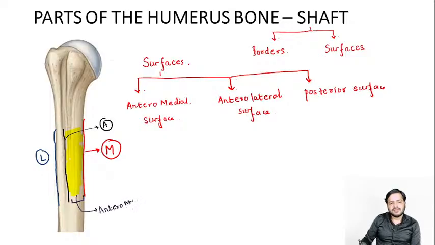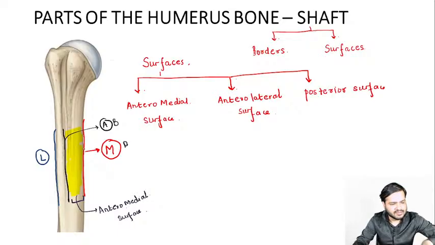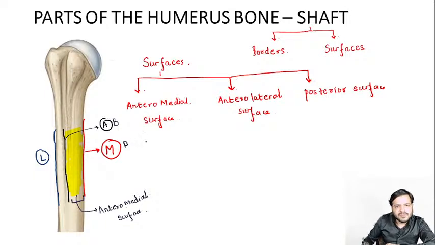Yes, it is the anteromedial surface. Between the anterior border and the medial border, we have a surface area that is referred to as the anteromedial surface. Now, the very first point that I will mention, write down: it lies between the anterior and the medial borders.